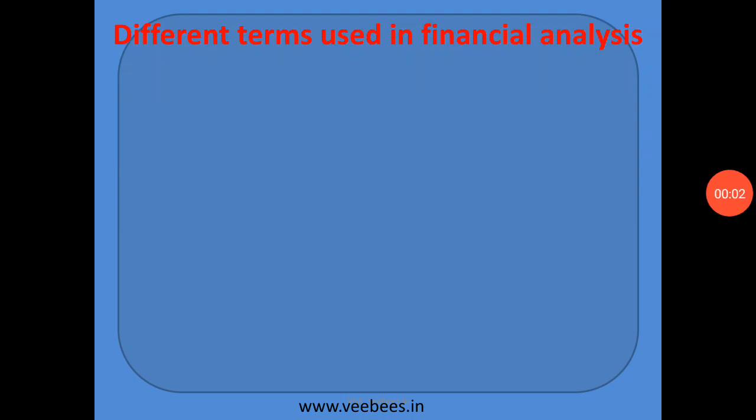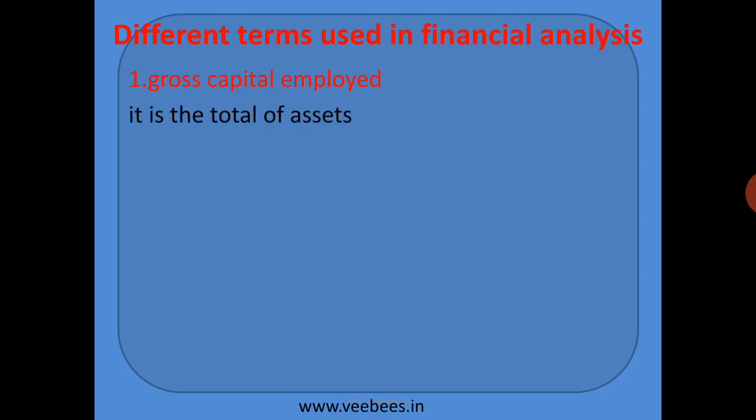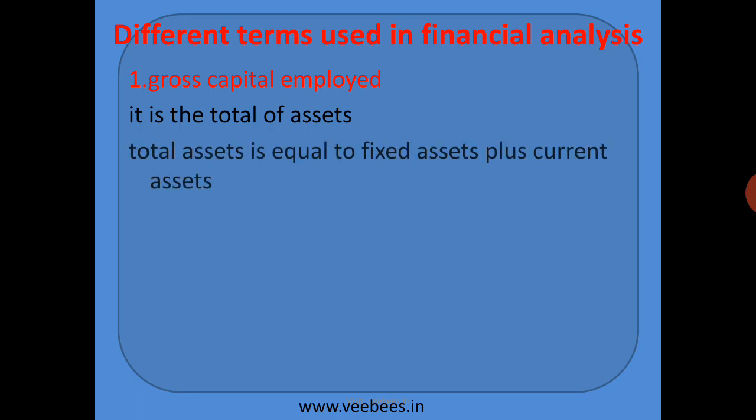There are different terms which we will hear while making comparison of financial statements. So during financial analysis, the different terms used are: first one, gross capital employed. Gross capital employed is the total of assets. Total asset is equal to total of both fixed assets and current assets. So gross capital employed means fixed assets plus current assets.